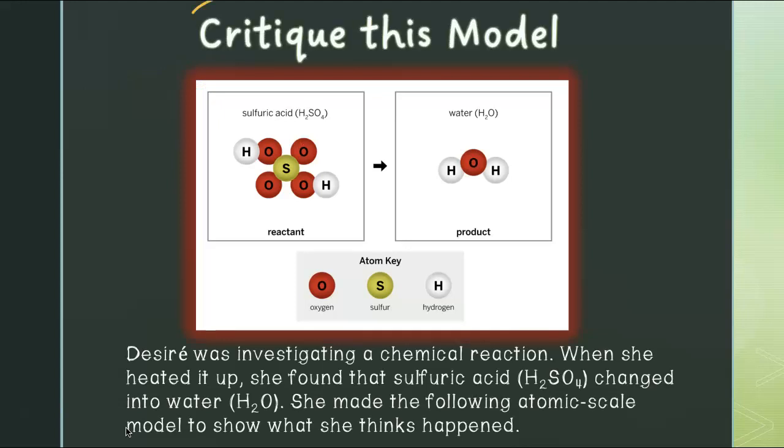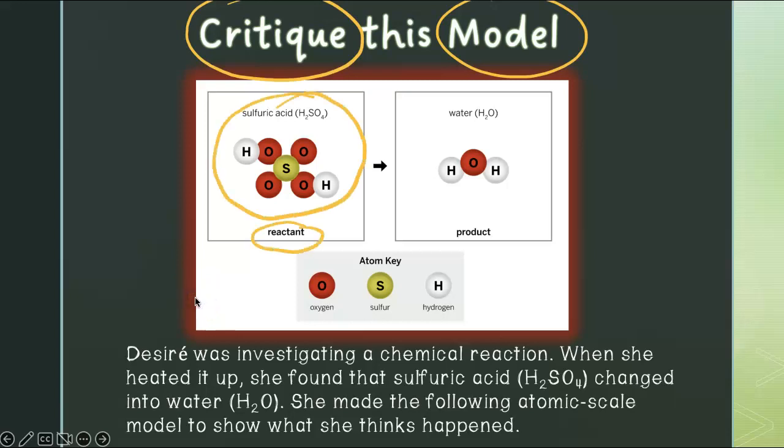Okay, so we're going to critique this model here. If you look at the little scenario, it says Desiree was investigating a chemical reaction. When she heated it up, she found that sulfuric acid, H2SO4, changed into water, H2O. She made the following atomic scale model to show what she thinks happened. So I want you to think about how this is good and how this is bad. So let's look at sulfuric acid, H2SO4. This is our reactant. Then we have our arrow that is yielding water or producing water, which is H2O. This is our product. So what is missing here?